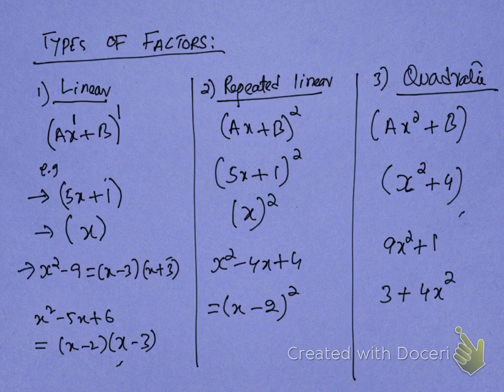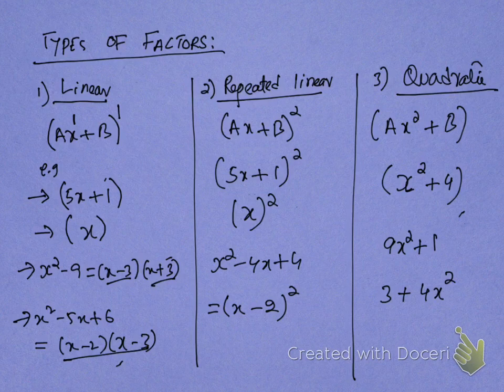x square minus 9 can be factorized into these two factors, x minus 3 and x plus 3. Therefore, x square minus 9 is basically two different linear factors. Similarly, x square minus 5x plus 6 can be factorized into this form. So this is not quadratic, this is basically two different linear factors.